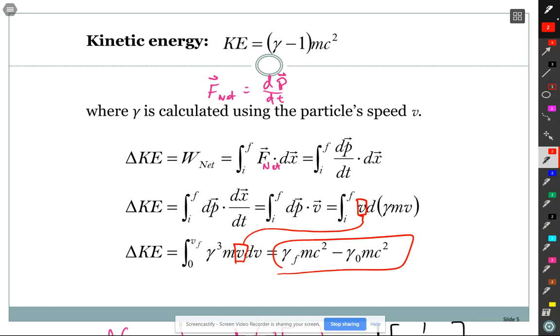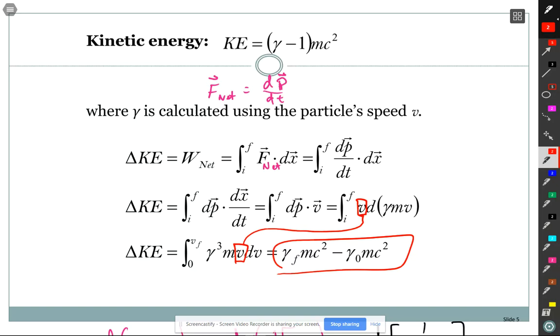We can use the same logic that I used yesterday in class. If something were to go at the speed of light, gamma would be infinite, and so it would have to have infinite energy. Or we can actually use things like the equation for force.